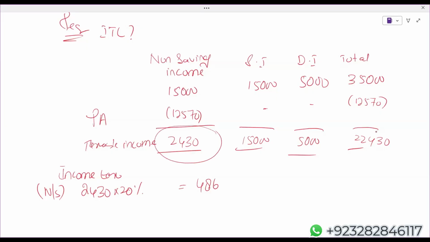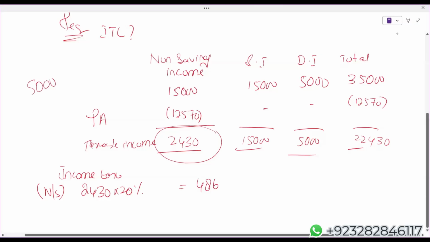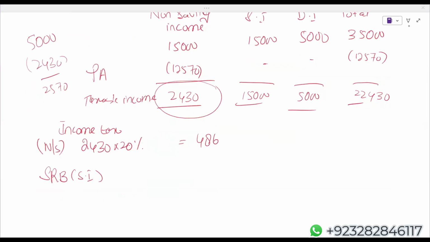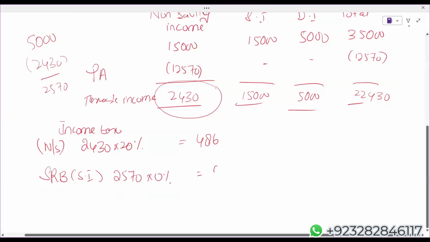Now, taxable income in the column of non-saving is less than 5,000. It means the entire starting rate band is not consumed. The starting rate band for the saving income limit is 5,000. Logically, out of 5, we have consumed only 2,430. How much space in the starting rate band is left? 2,570. So starting rate band, saving income, 2,570 into 0% is obviously 0.